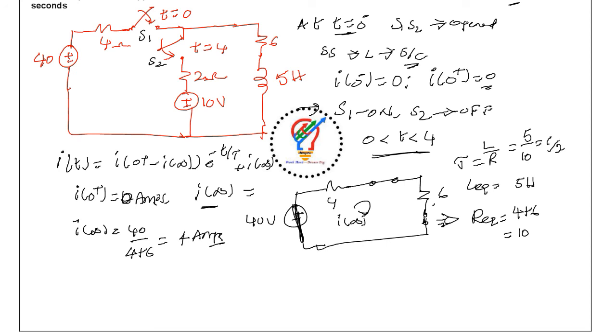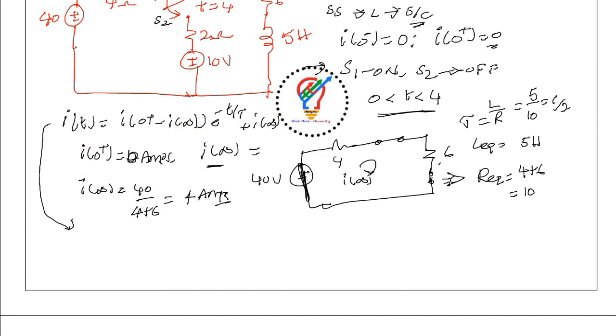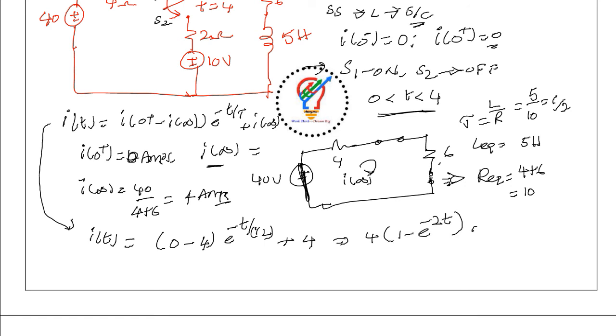So substituting in this equation, I of t is equal to I of 0 minus I of infinity, which is 0 minus 4, into e power minus t by tau, which is 1 by 2, plus I of infinity, which is equal to 4. So that implies I of t is 4 into 1 minus e power minus 2t amps, which is the final equation. This is the equation for the time period 0 less than t less than 4. Now we will move to the next step.